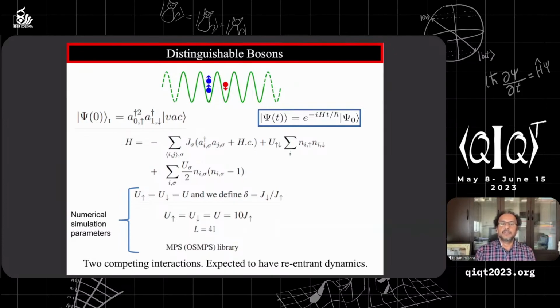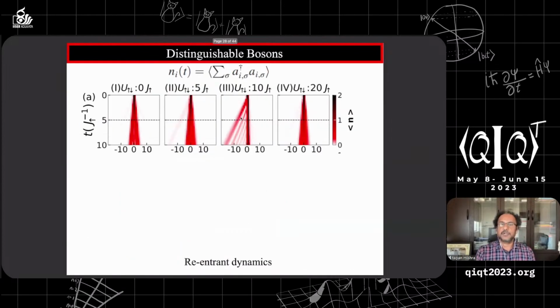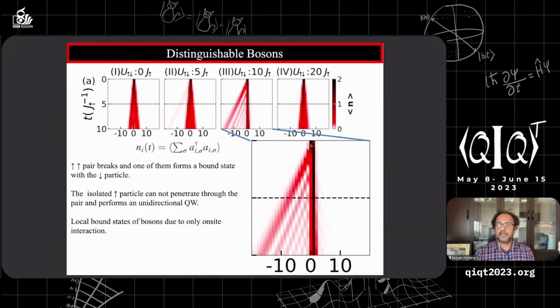As time evolves, due to this resonance condition, because U up-down is also 10, this pair breaks, and when the wave front or wave packet of these two pairs superimposes with the wave packet of this, then this blue and red form a bound state. That is what is seen here in this zoomed in picture. This pair breaks and immediately another pair is created. Of the two up particles initially here, one of the up goes here, and the remaining up particle cannot penetrate through this massive object now, and therefore it will perform a quantum walk which is identical to a single particle quantum walk, a unidirectional quantum walk like this.